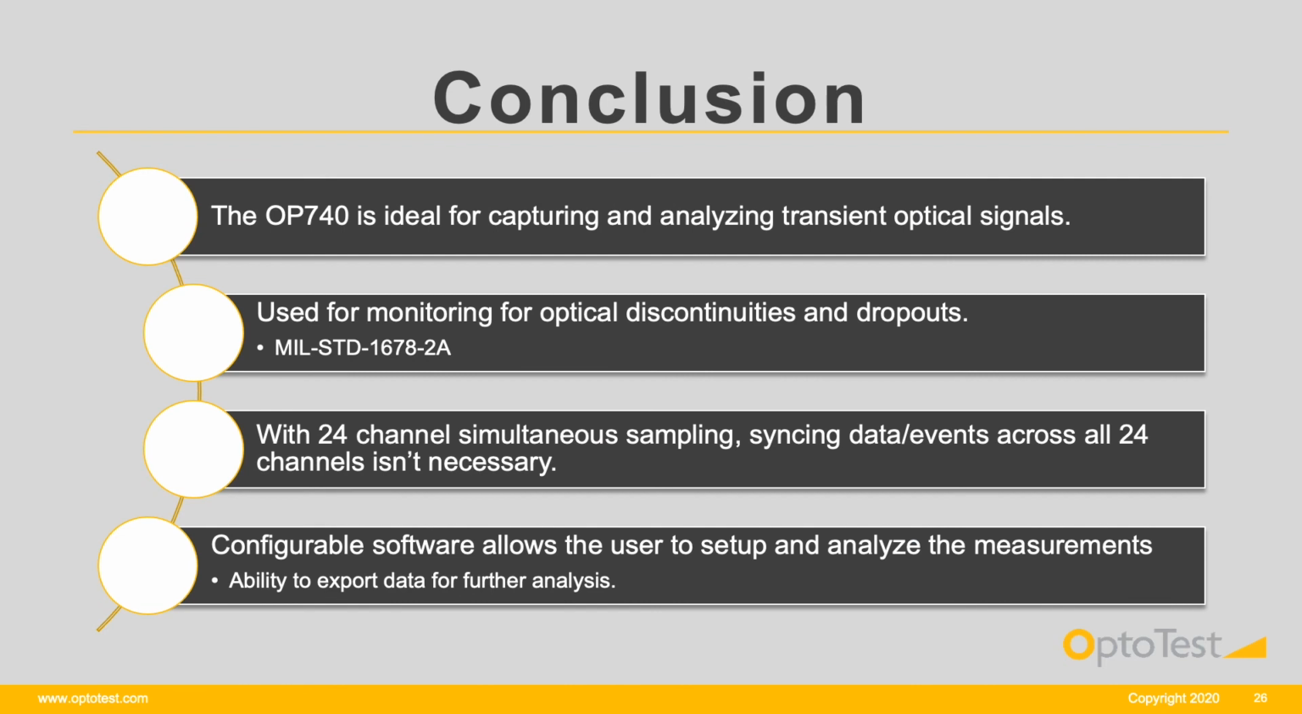In conclusion, the OP740 is an ideal instrument for monitoring multiple channels for transient optical signals. One ideal application is monitoring for optical discontinuities and dropouts, such as for the military standard 1678-2A. With up to 24 channels of simultaneous sampling, there's no need to use an external signal to sync the signals. Everything is synced internally with the OP740.